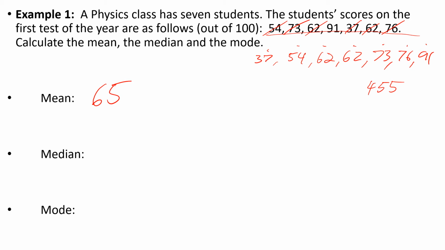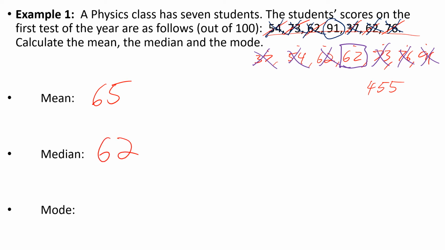Okay, the median. Now, if I left it in the original order and crossed off these numbers, going 1 here, 2 here, 3 here, it looks like my median score is 91, and that's not the case. They have to be in order from greatest to least. So they're in order down here, so we cross off the smallest, biggest, next smallest, next biggest, next smallest, next biggest, and here's our actual median. So our median is going to be 62.